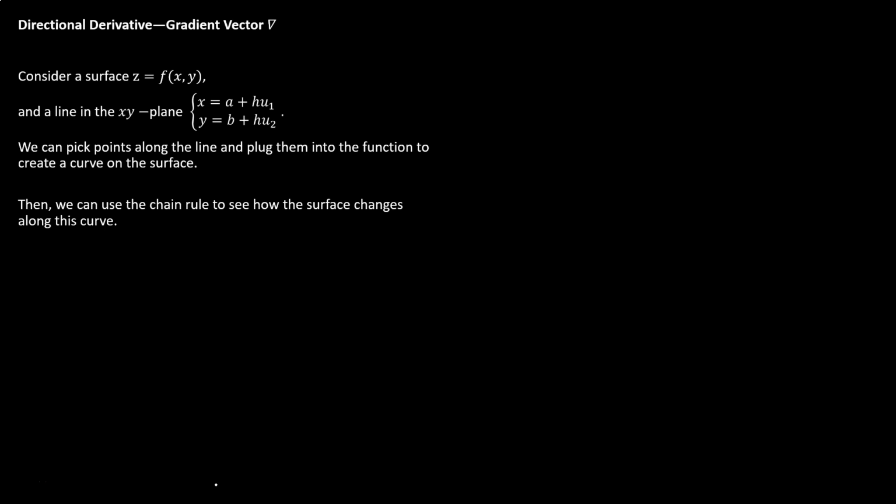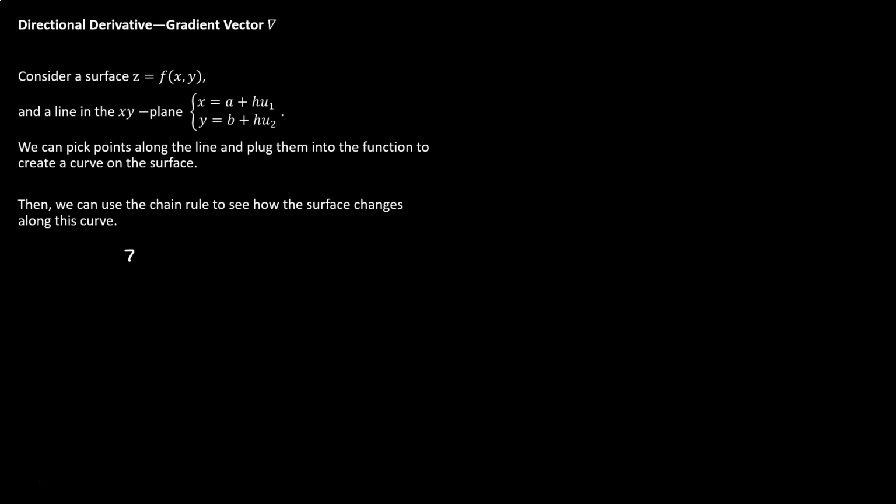Of course, we're all waiting for the directional derivative shortcut, so here it comes. Let's assume we're looking at a function of x and y, a function f that produces dependent variable values z, and let's also pretend like we have a line in the xy plane given by the parametric equations that I have here. If we plug the parametric equations, so replace x with a plus h times u1 and replace y with b plus h times u2, if we plug those into our function f, then we can create a curve along the surface that travels above that line in the xy plane.